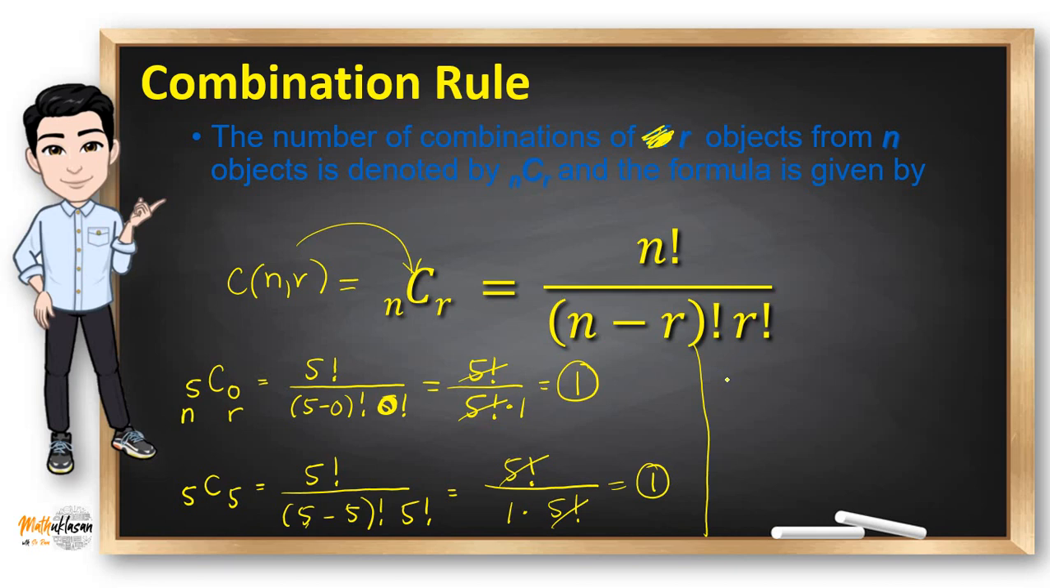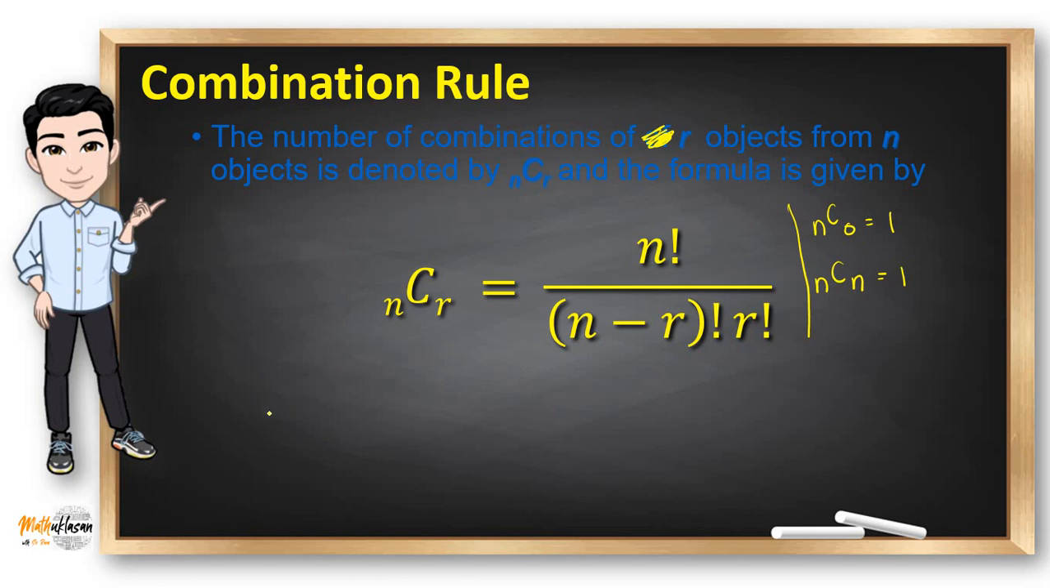Now, if you're going to look for 6C0, the answer will also be 1. And if you're going to compute for 6C6, the answer will also be equal to 1. From this, we can extend the formula that if we happen to see nC0, the answer here is always 1. Or if you have nCn, wherein r is just equal to n, the answer is also always equal to 1.